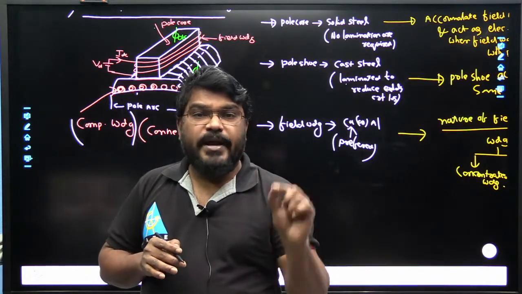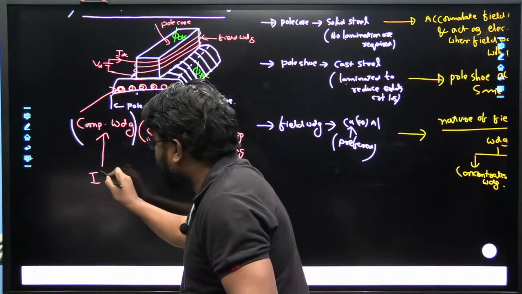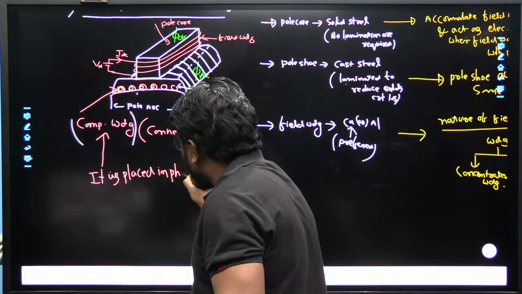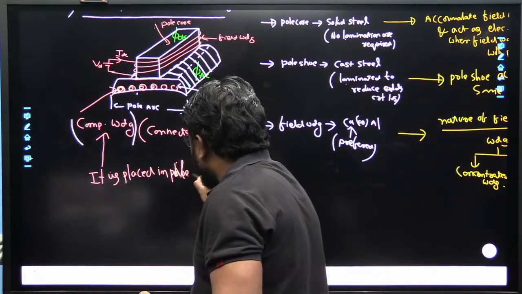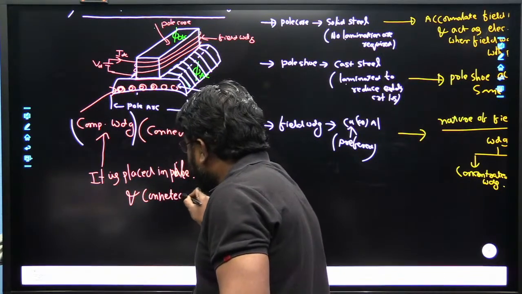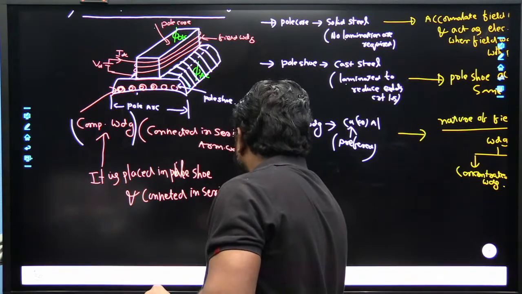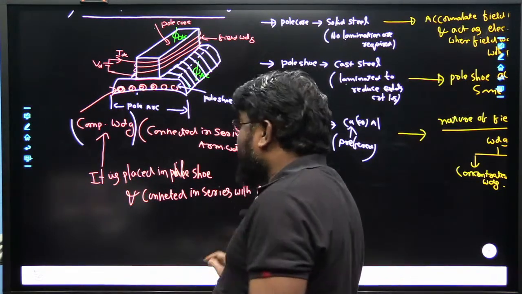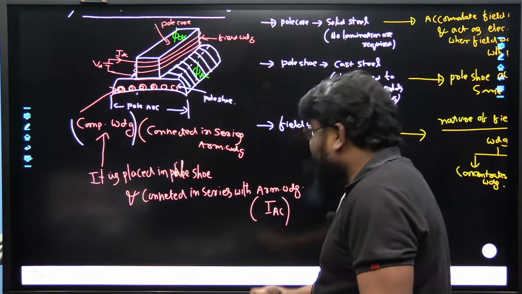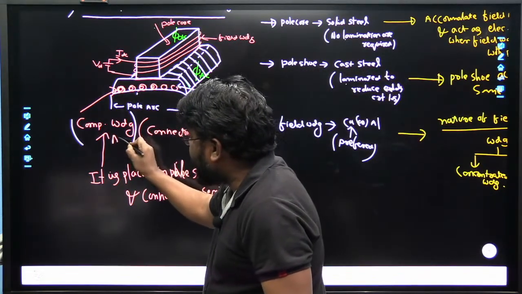So the compensating winding is always placed in the pole shoe and connected in series with the armature winding. So what is the nature of the current in the armature winding? The current in the armature winding is AC in nature. So the current in the compensating winding is also AC in nature.